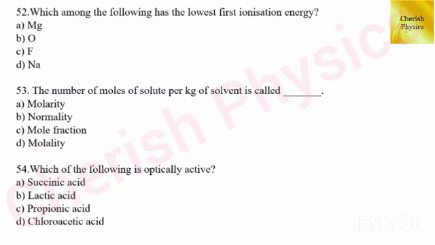52nd question. Which among the following has the lowest first ionization energy? The answer is option D, sodium, Na. 53rd question. The number of moles of solute per kilogram of solvent is called dash. The answer is option D, molality. 54th question. Which of the following is optically active? The answer is option B, lactic acid.